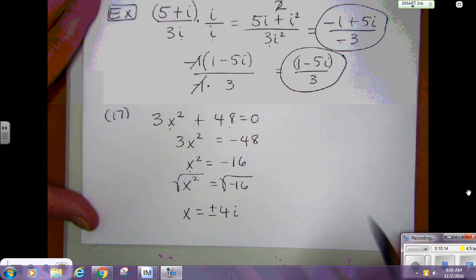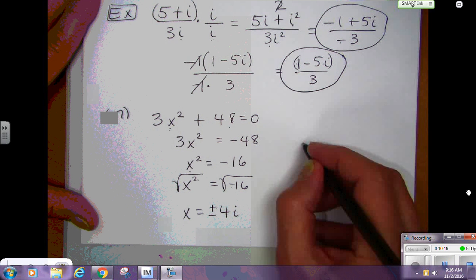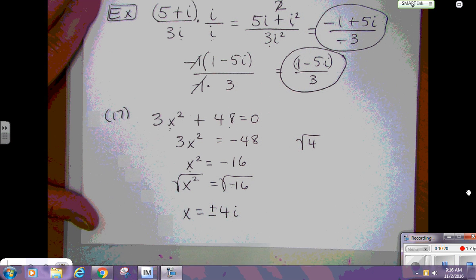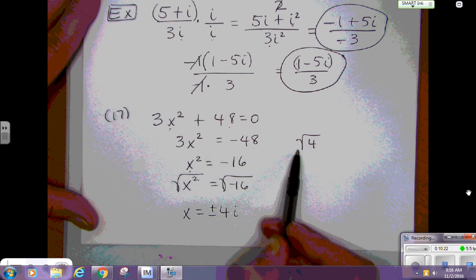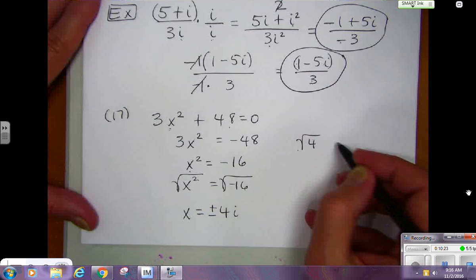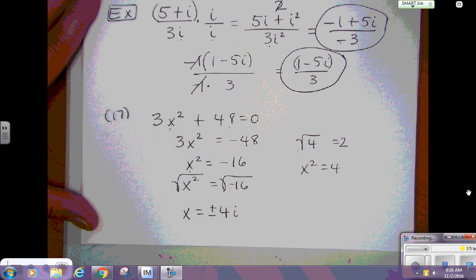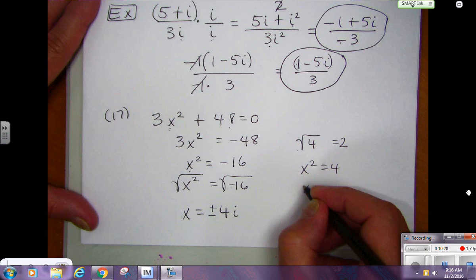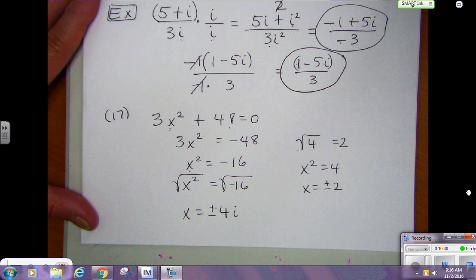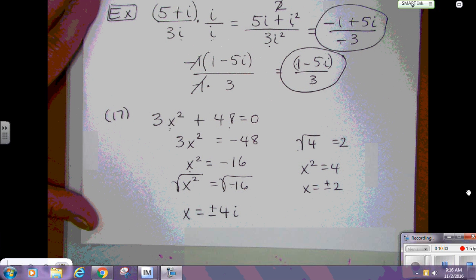Okay, so in your book, if they've given you a problem like the square root of 4, they're asking you to find the positive root of the square root of 4. So that is just 2. But when you are solving the problem and you take the square root, you have to put plus or minus in front of your answer. Okay, if you don't, then you're going to get part of it wrong.